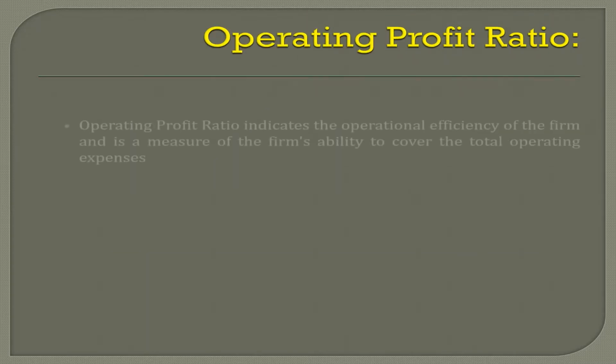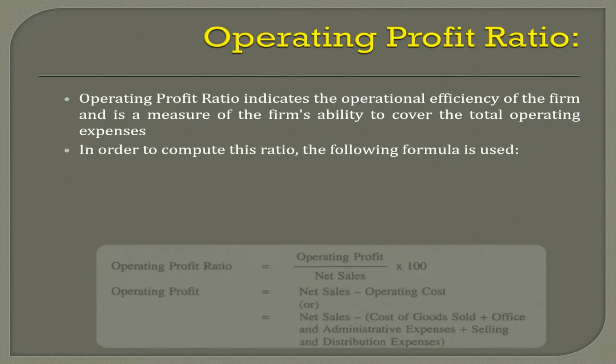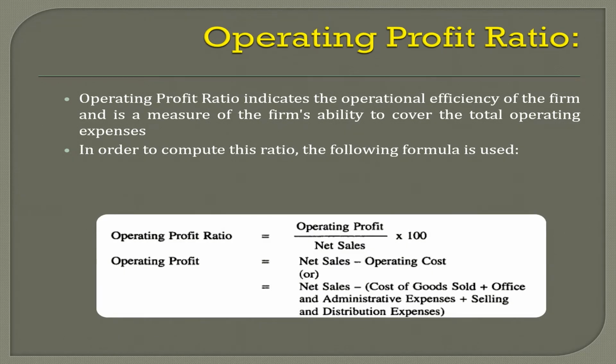It indicates the operational efficiency of the firm and is a measure of the firm's ability to cover the total operating expenses. Operating profit ratio is equal to operating profit divided by net sales into 100. Now, operating profit is equal to net sales minus operating cost. As we have already discussed, operating cost is equal to cost of goods sold plus office and administration expenses plus selling and distribution expenses.